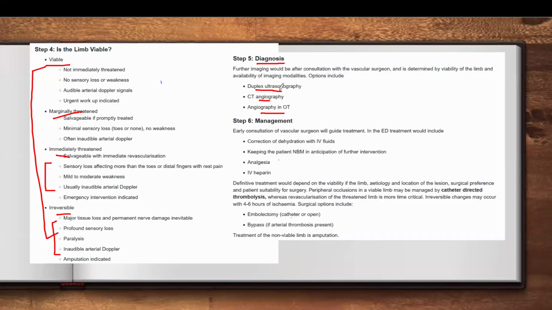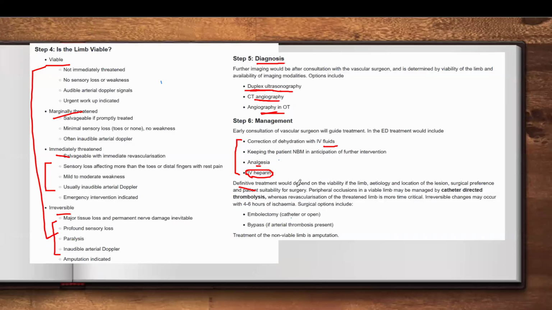Duplex ultrasound will help you tell the flow in the arteries or the veins, and also how much obstruction there is, the degree of obstruction, because it is duplex ultrasound. CT angio can also be done, and angiography in OT can be done. Then the management: after initial resuscitation, where you give fluids, painkillers and heparin, the definitive treatment is dissolving that clot.